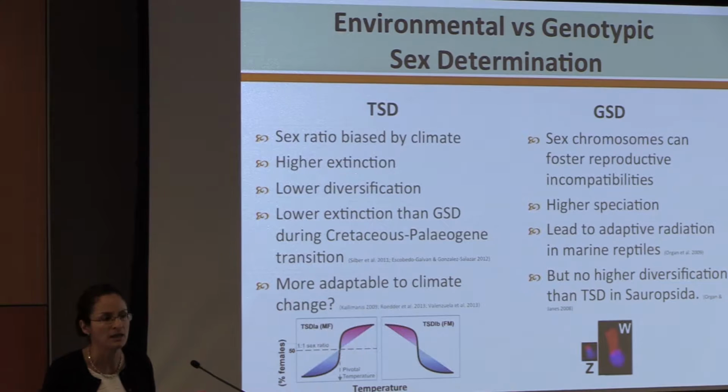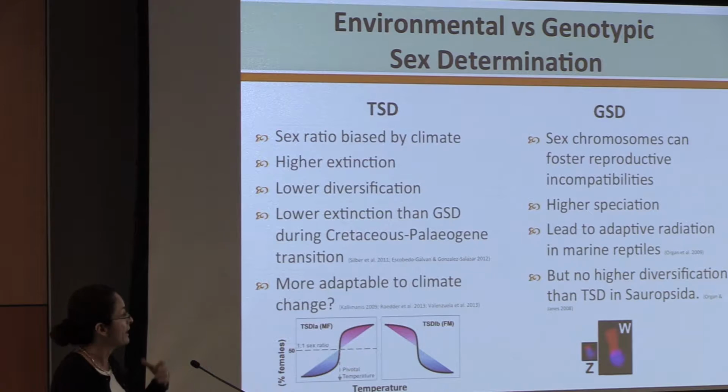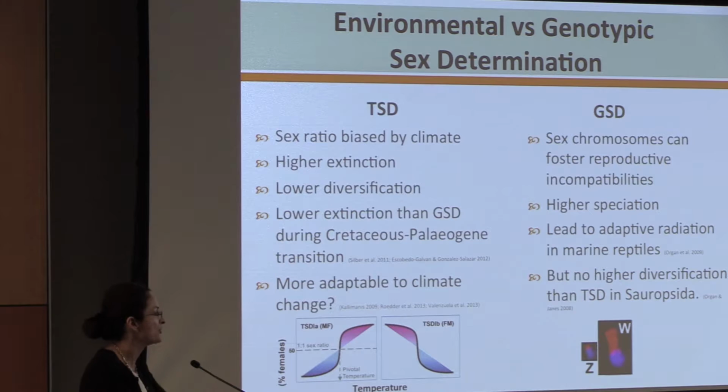Whereas GSD lineages have sex chromosomes, and because sex chromosomes often carry factors that induce reproductive barriers, those should induce higher speciation rates and therefore higher diversification. But the evidence for any of these models is actually conflicting.